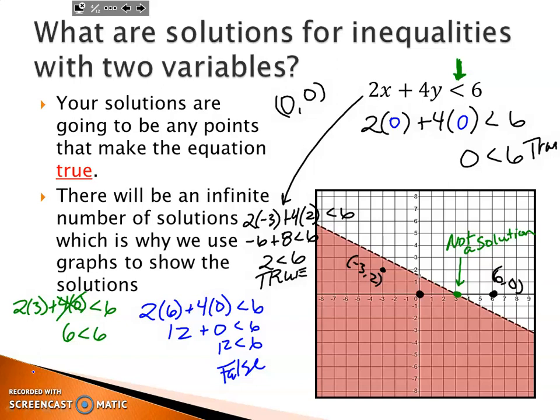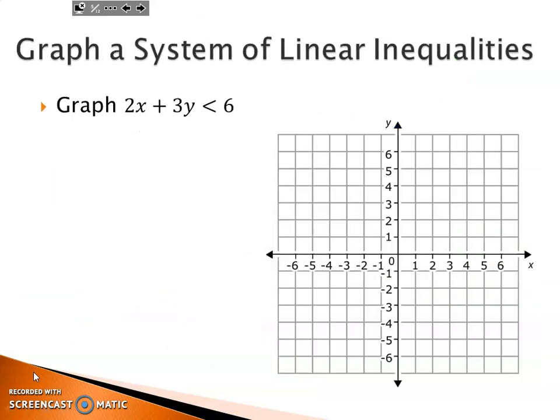Okay? So hopefully that explains how you find your solutions based on these things. And now we're going to talk about this next part, how to actually graph these things. Okay, so you need to graph 2x plus 3y less than 6. Okay? Your first step when you do this, step 1, you need to get it into y equals form. Why do I want it in y equals form? Well, because we need to graph this line.